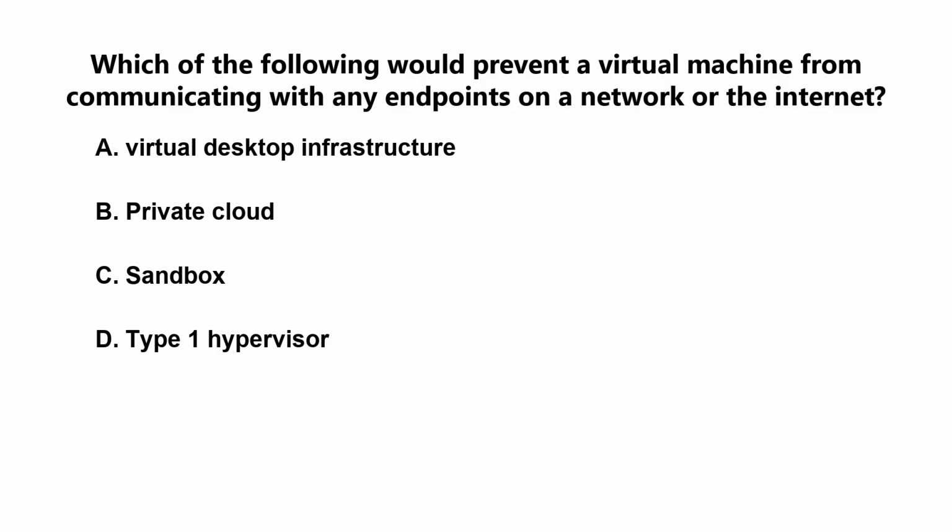Question 1. Which of the following would prevent a virtual machine from communicating with any endpoints on a network or the Internet? Option A. Virtual desktop infrastructure. Option B. Private cloud. Option C. Sandbox. Option D. Type 1 hypervisor. The correct answer is option C, Sandbox.